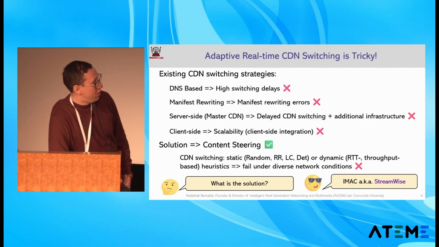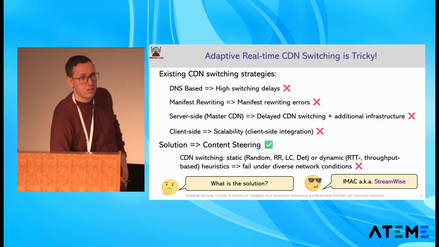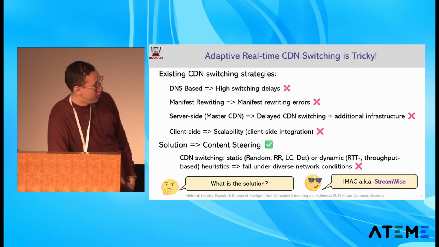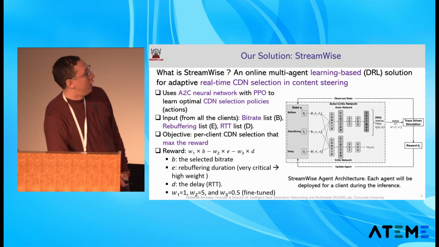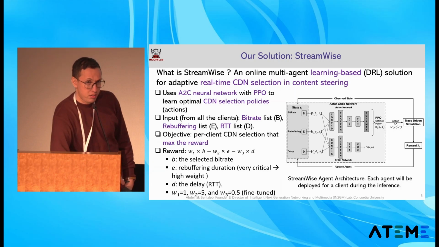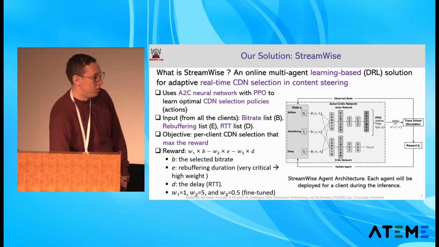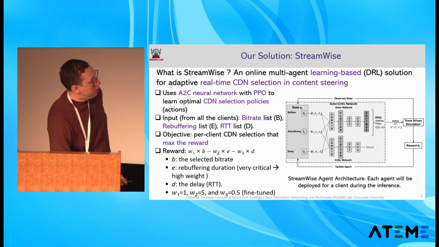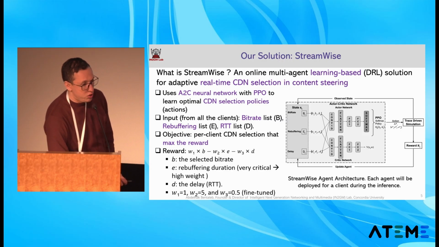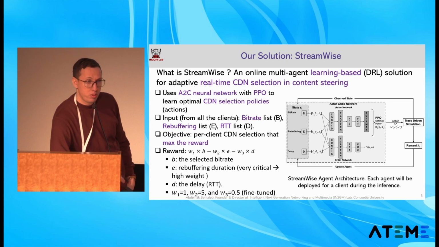The solution is IMAC, or we called it StreamWise, because it's a paper published this year at MMSys. What's StreamWise? StreamWise is an online multi-agent learning-based DRL solution for adaptive real-time CDN selection in content steering. Here you can see the DRL architecture of StreamWise. It's based on actor-critic with PPO for policy selection.